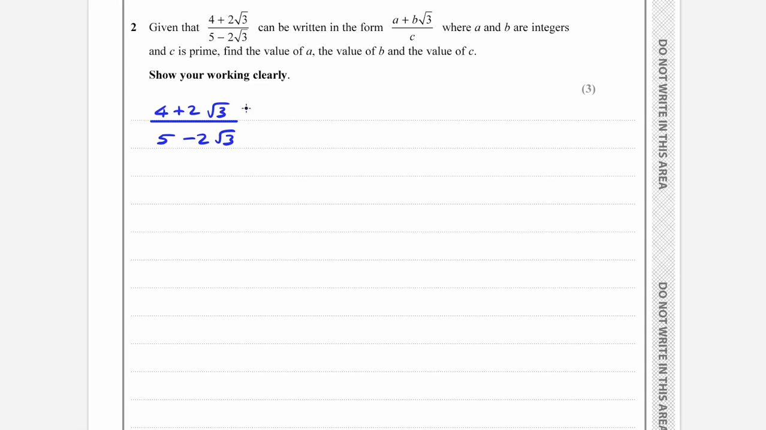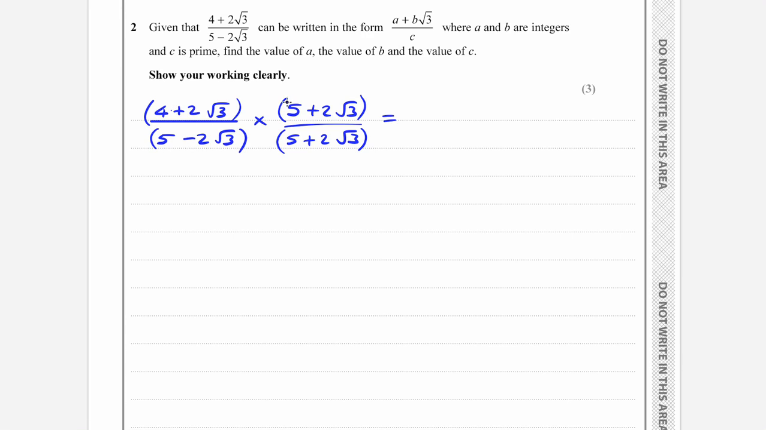The trick is we need to multiply above and below by the conjugate of the denominator, that will remove roots from the bottom, which is rationalizing the denominator. So we're going to multiply by 5 plus 2 root 3 over 5 plus 2 root 3. This is the conjugate of this, which is just this with the opposite sign. And we multiply the top and the bottom so as not to change the value. Okay, so if we put this in a bracket, and this in a bracket, and this in a bracket.